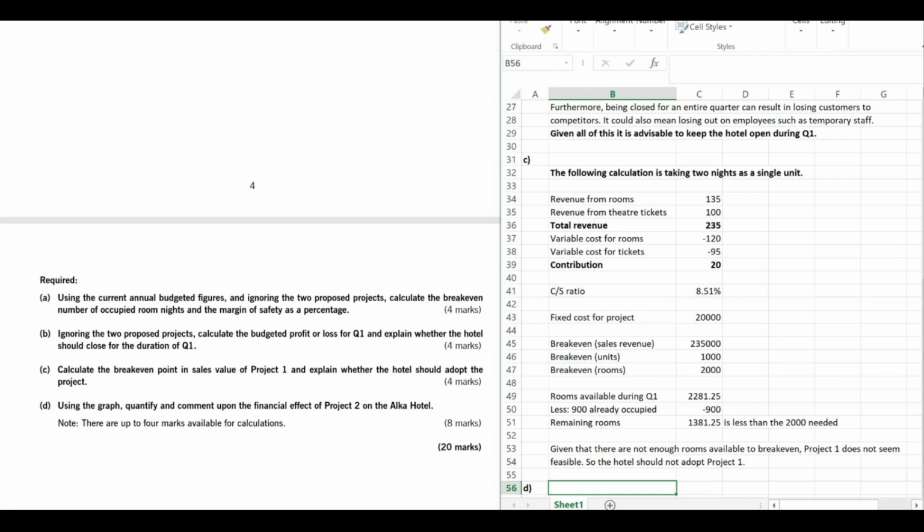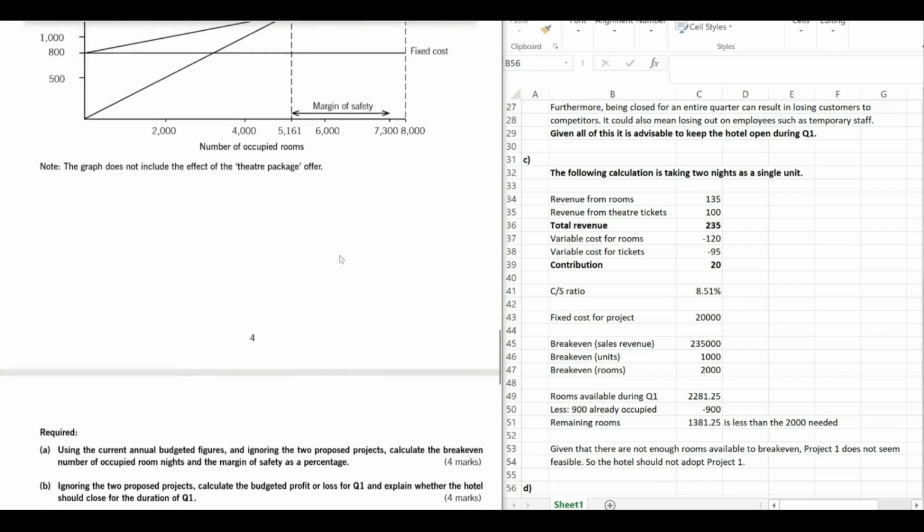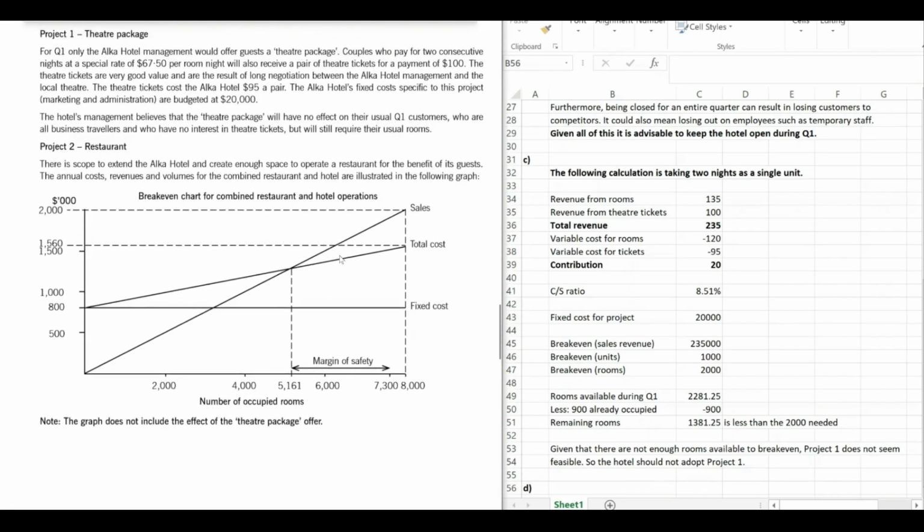Okay. Part D for 8 marks. So this is the main part now. Using the graph, quantify and comment upon the financial effect of project 2. So now we're looking at project 2. Note there are up to 4 marks available for calculations. So calculations using the CVP graph. So we need to analyze the graph. Remember what I said? The computer-based exam, you're no longer required to draw the CVP graphs, but you are expected to know how to analyze them. And 8 marks means we have to analyze this quite extensively.